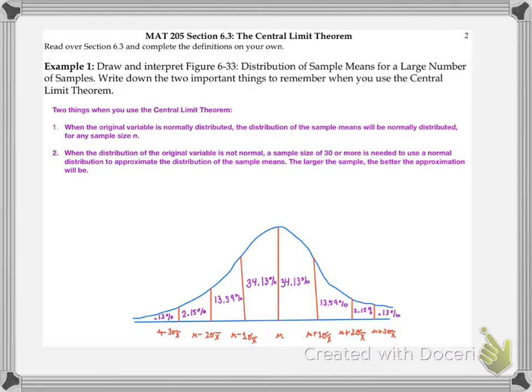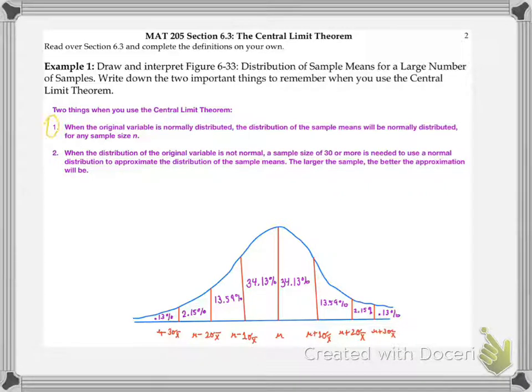Oh, okay, so I also wrote this one out as well. So draw and interpret figure 6.3, the distribution of sample means for a large number of samples. Write down the two important things to remember when you use the central limit theorem. Okay, so I wrote this out. To receive more information, you can also look in the book. All right, so the two things when you use the central limit theorem.